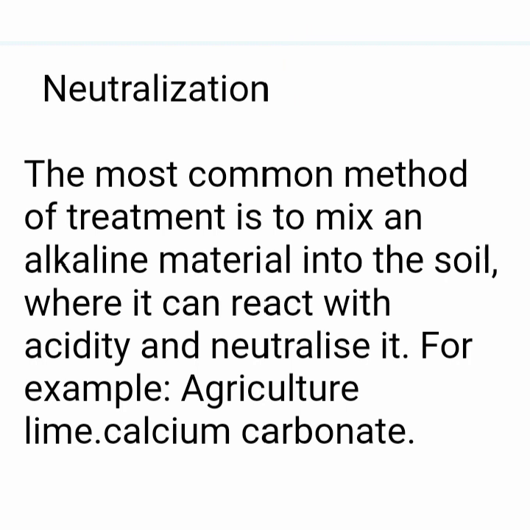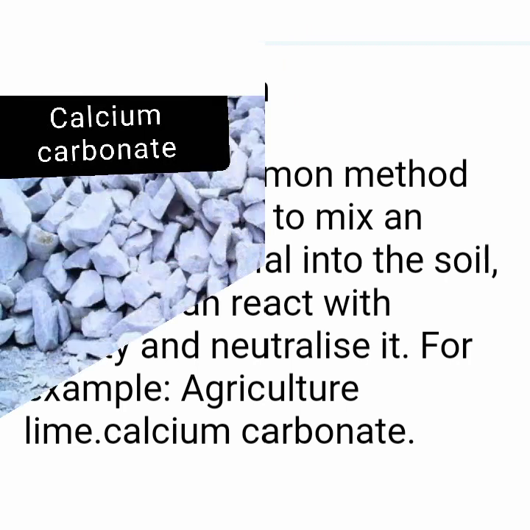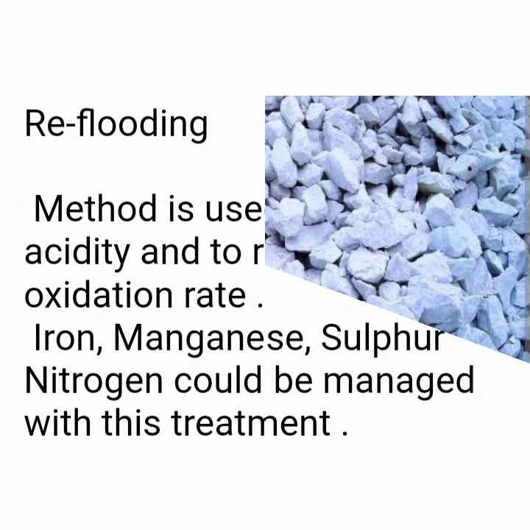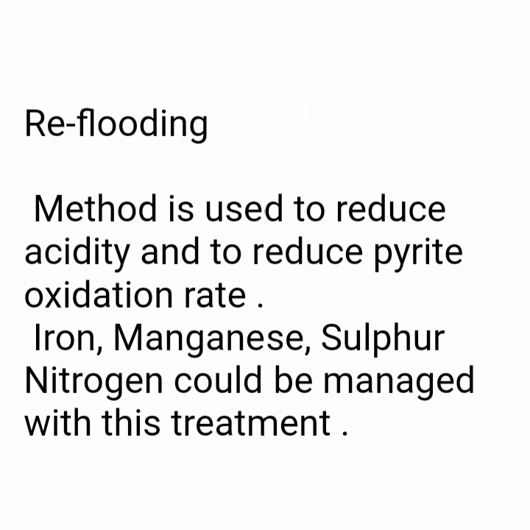Next is neutralization. The most common method of treatment is to mix an alkaline material into the soil, where it can react with acidity and neutralize it. For example, agricultural lime or calcium carbonate is used to cure the acidity of soil.